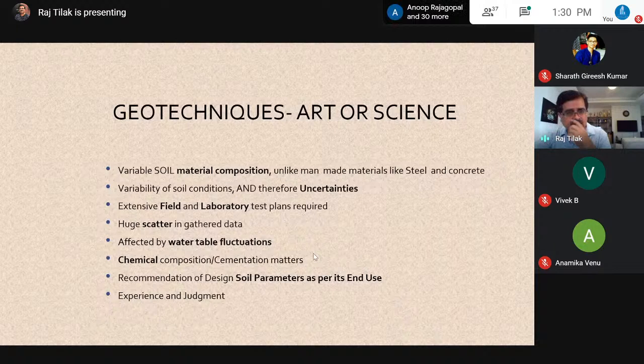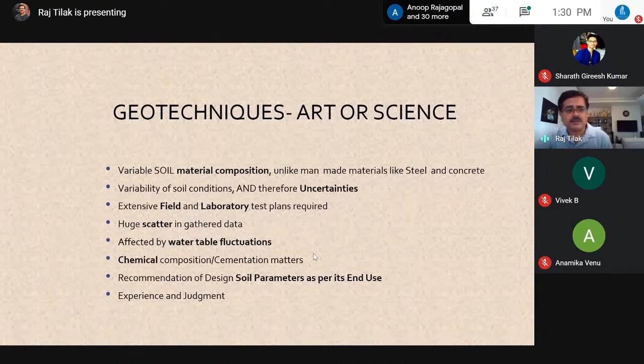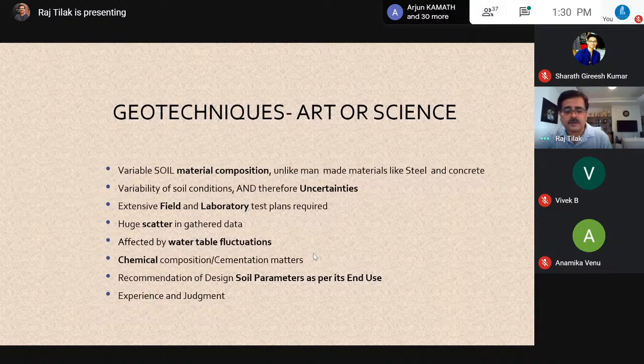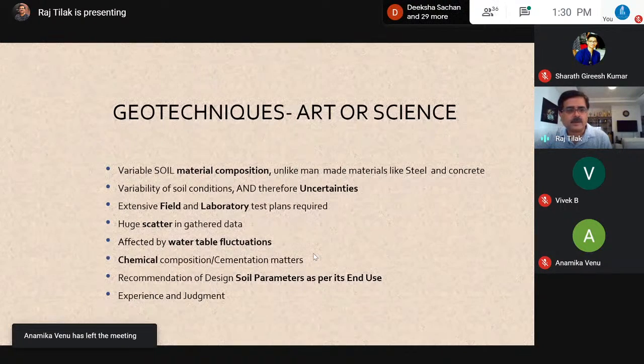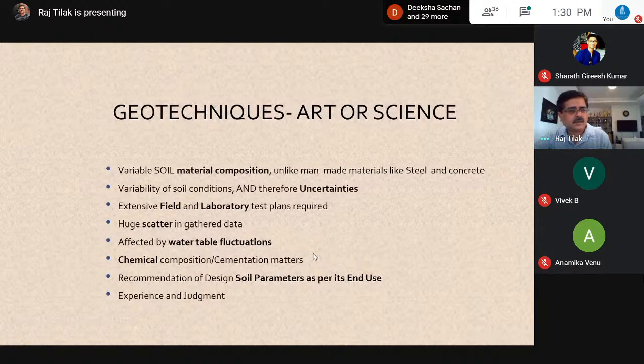So these are the challenges. Even chemical compositions, how corrosive it is for the concrete, because at the end of the day, you will have to recommend the type of concrete that the other engineer should be using. And keep in mind that the soil parameters you recommend are not fixed. They may change based on the end use.